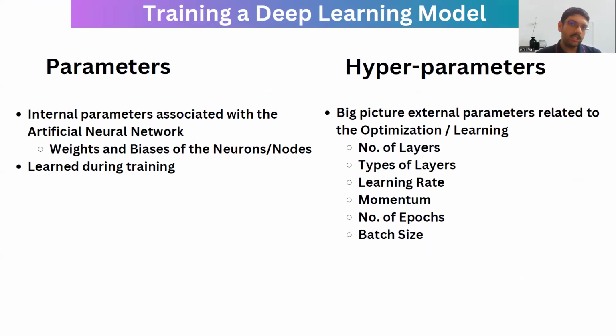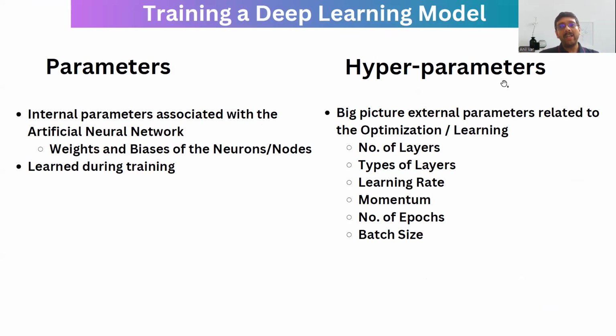Okay, excellent. So we've covered the basic idea of a neural network. We've looked at what the parameters are. The parameters are the internal parameters, which are the weights and the biases of the neural network. And this is what the training process teaches the network.